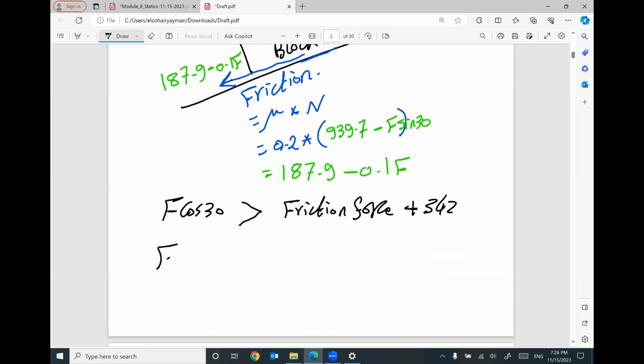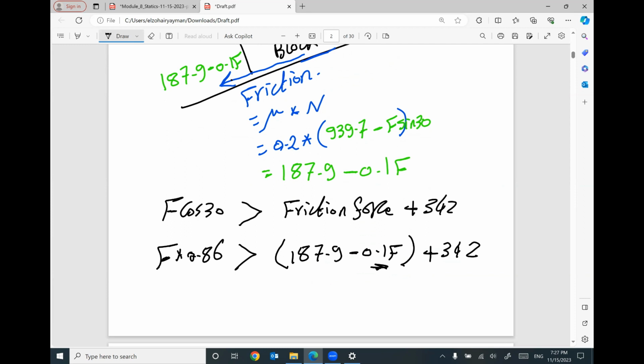So F cosine 30 is 0.86, must be greater than the friction force, 187.9 minus 0.1F, plus 342. Go ahead and do your simplification. So I will move this part to the other side. It will be 0.96F is greater than this value plus this value.